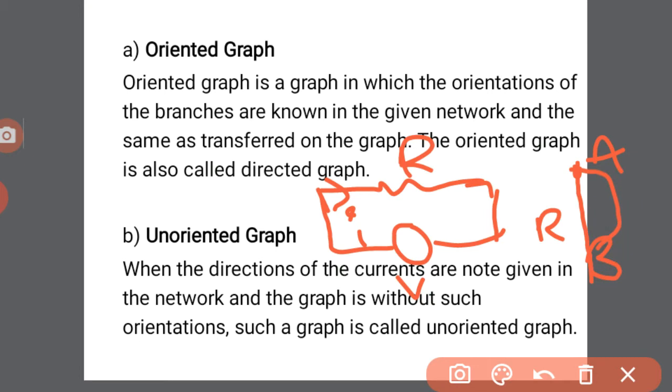Here they are already representing the current direction, into the resistor. So that's why this one is called the oriented graph.